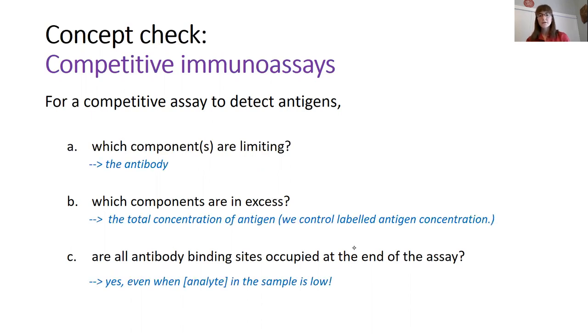So here, it's the antibody that is limiting, which means the antigen has to be in excess. And the way that we guarantee that is by adding a flood of the labeled antigen reagent, which means that even when there's zero analyte in the system that you're measuring in the biological sample, there will always be an excess of antigen because we made sure of that by adding it. As a result, all the antibody binding sites should be occupied at the end of the assay, and we've guaranteed that by having this high concentration of labeled antigen, even when the unlabeled analyte in the sample is low.